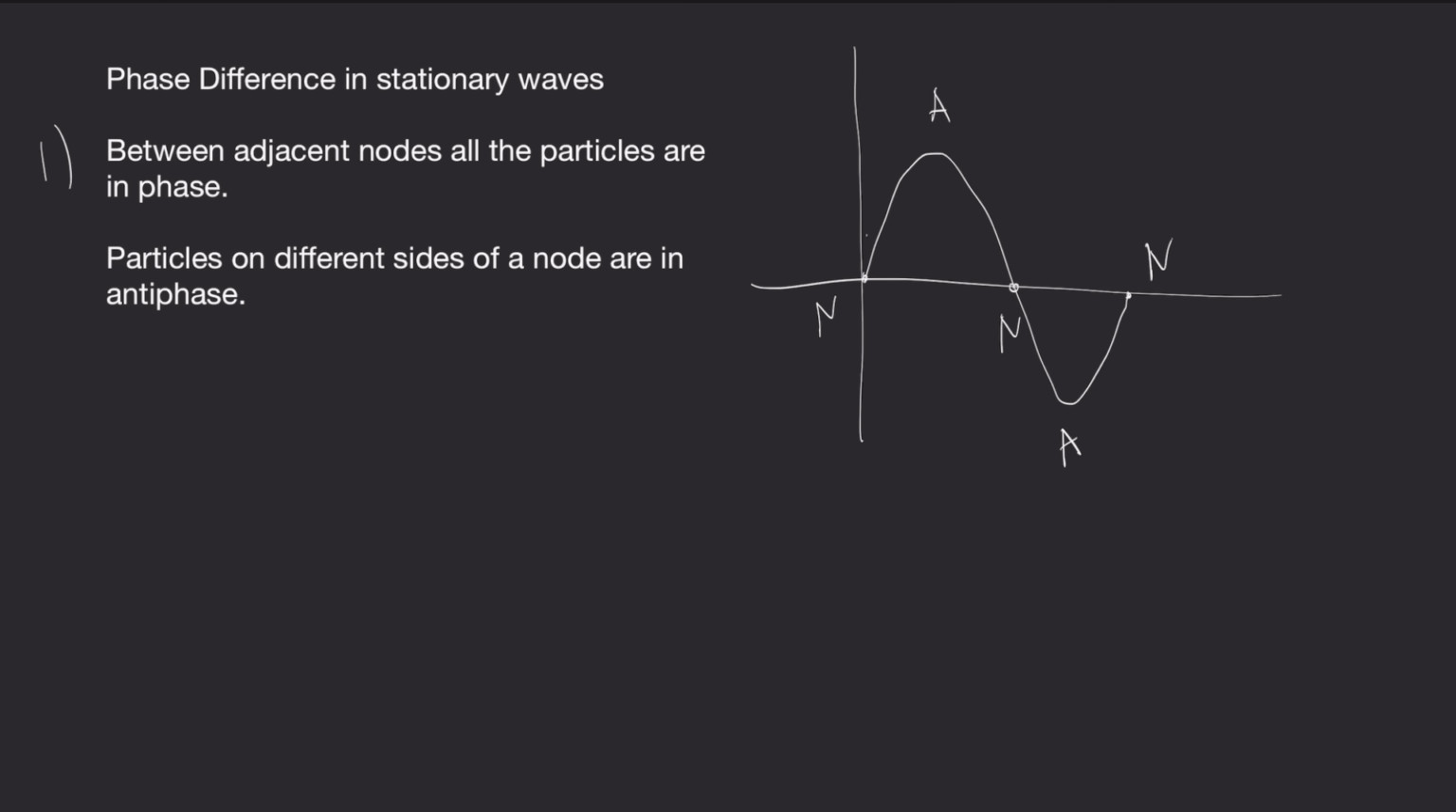On the other hand, between those two adjacent nodes, all the particles are going to be going down. And this is where our second rule comes into place, and that is that particles on different sides of a node are in antiphase. So those two regions on the different sides of the same node are in antiphase.